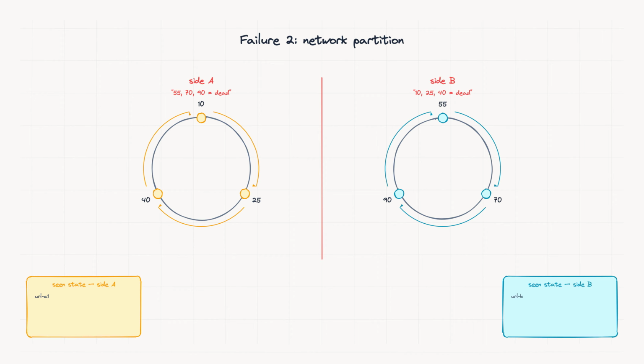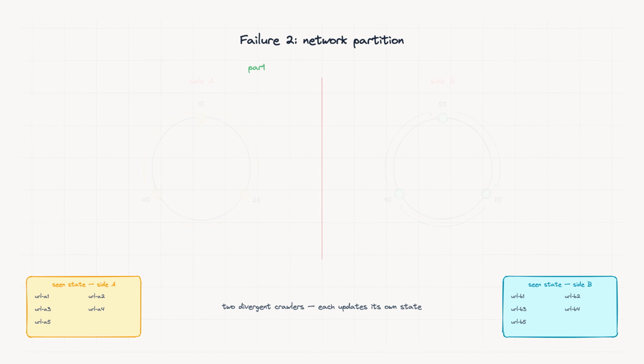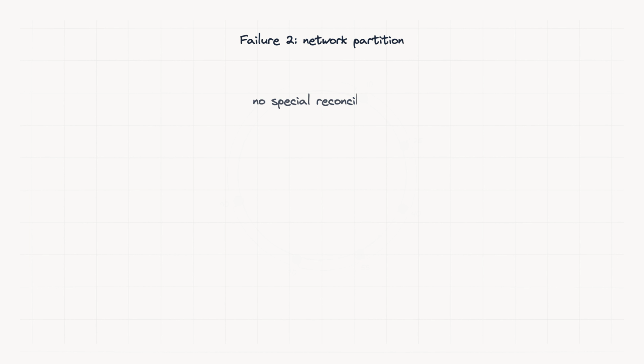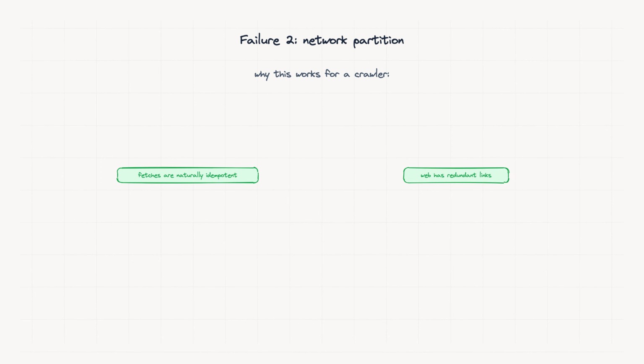Both sides keep crawling. Both sides update their own seen state. Now you've got 2 separate crawlers running on overlapping key ranges with no coordination between them. When the partition heals, the ring reconverges through the same periodic checks. The seen state is messier. 2 sides made independent decisions, so some URLs got crawled twice and some were missed. There's no special reconciliation here. Normal crawling fills the gaps and dedupe catches the duplicates over time. A crawler gets away with this because fetches are naturally idempotent and the web has redundant links.